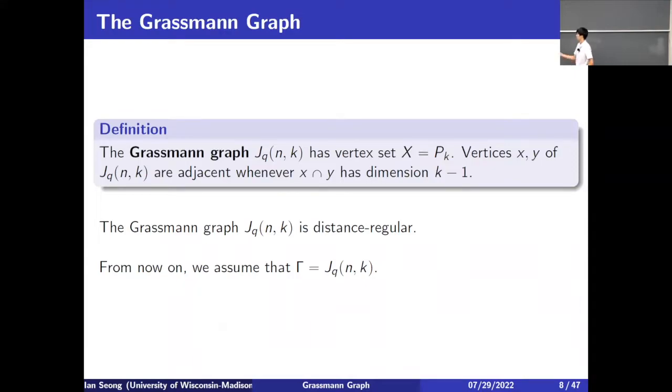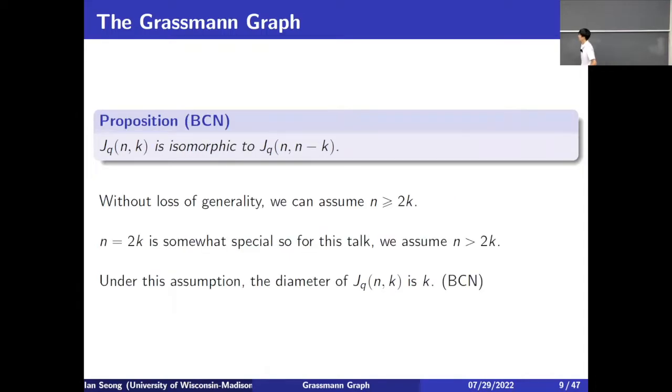And from now on, whenever I say gamma, we just assume that it is a Grassmann graph J_q(n,k). Right, so one proposition that's going to play a huge role, this is proven by BCN, is that J_q(n,k) is actually isomorphic to J_q(n,n-k). So using this proposition, we can actually just assume without loss of generality that n is greater than or equal to 2k.